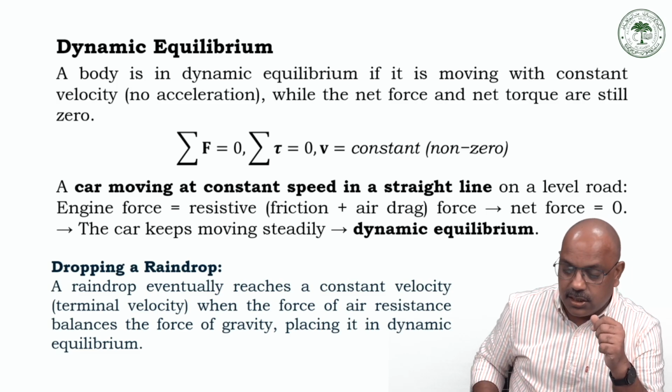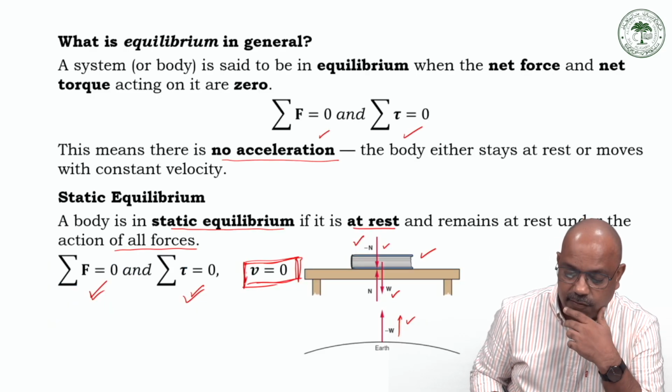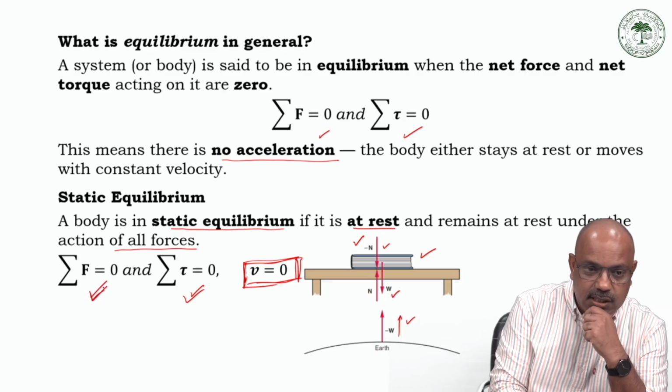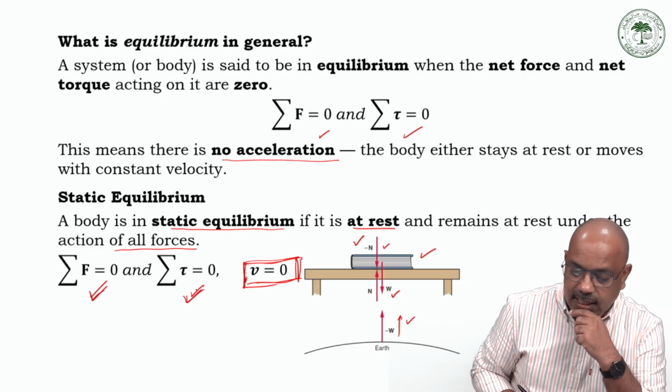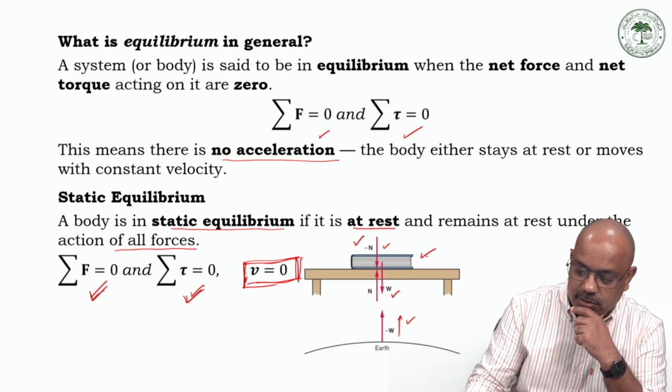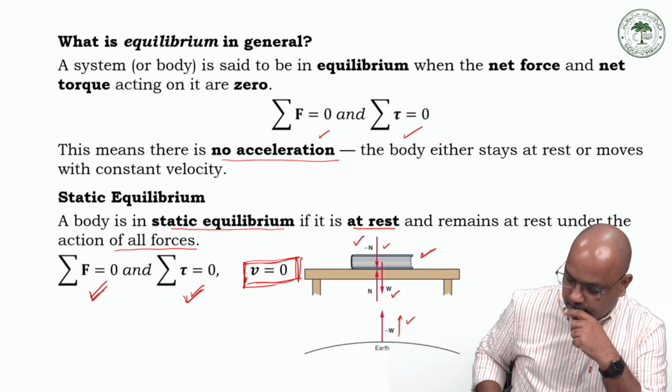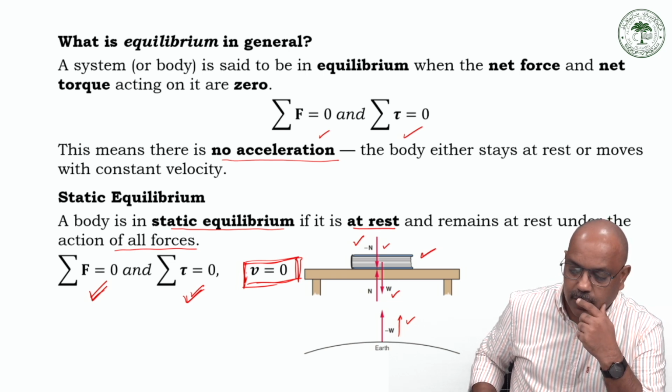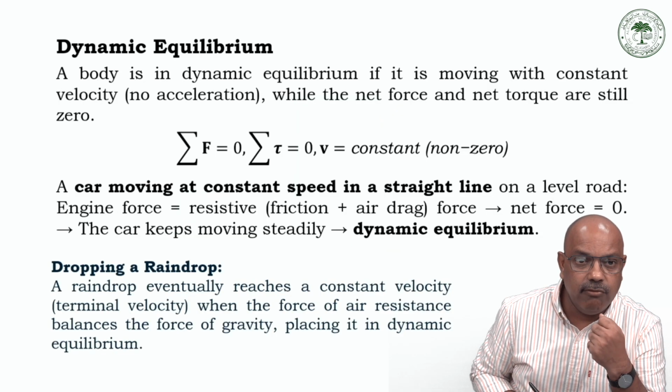If you remember, this is the slide of that. The force is zero and torque is zero, and then the total velocity is zero, because this book is at rest. Okay. So now we move to dynamic equilibrium.